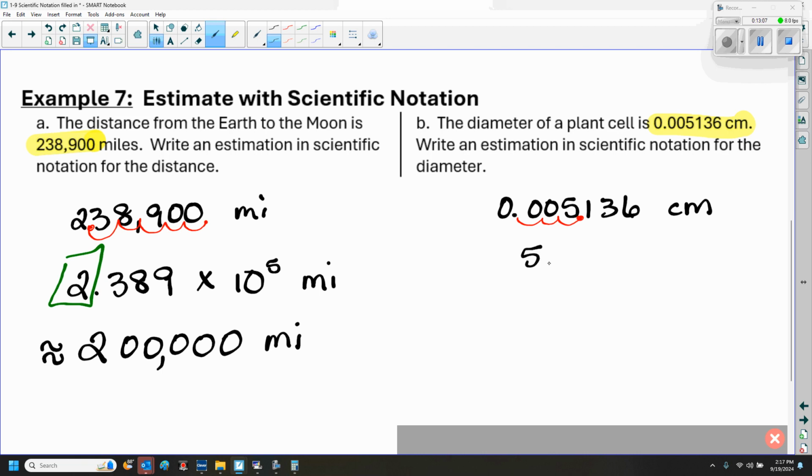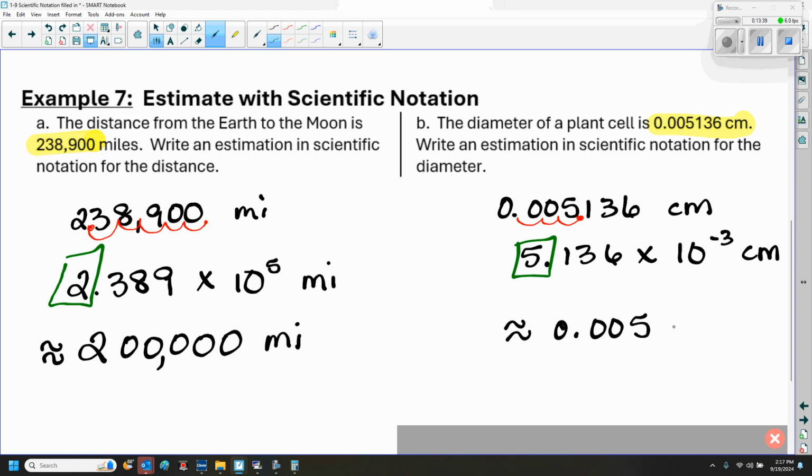So this is going to give me 5.136 times 10 to the negative 3 centimeters. And again, we're going to take this first number, so this is going to give us 5 times 10 to the negative 3. And that number in standard form is 0.005 centimeters. And that is your estimation.